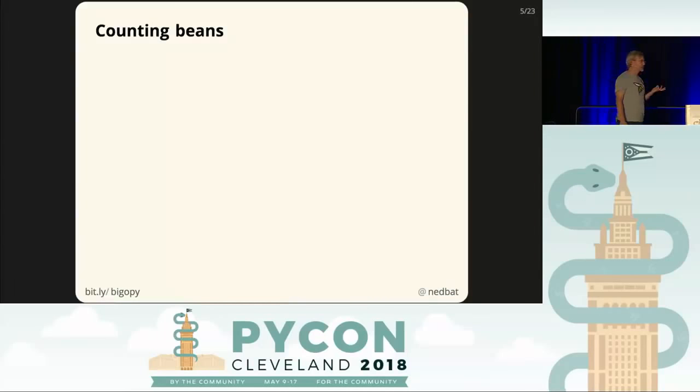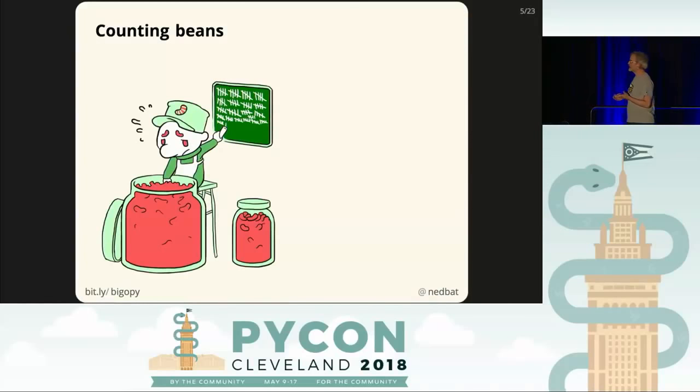So let's take a real-world example. Let's say we have to count the number of beans in jars, right? We've got this guy on the left. He opens up the jars. He starts pulling out beans one by one, right? We can see here N is the number of beans, right? If we give this guy a jar with 10 times as many beans, it's going to take him 10 times as long, obviously, right? And he's sweating.